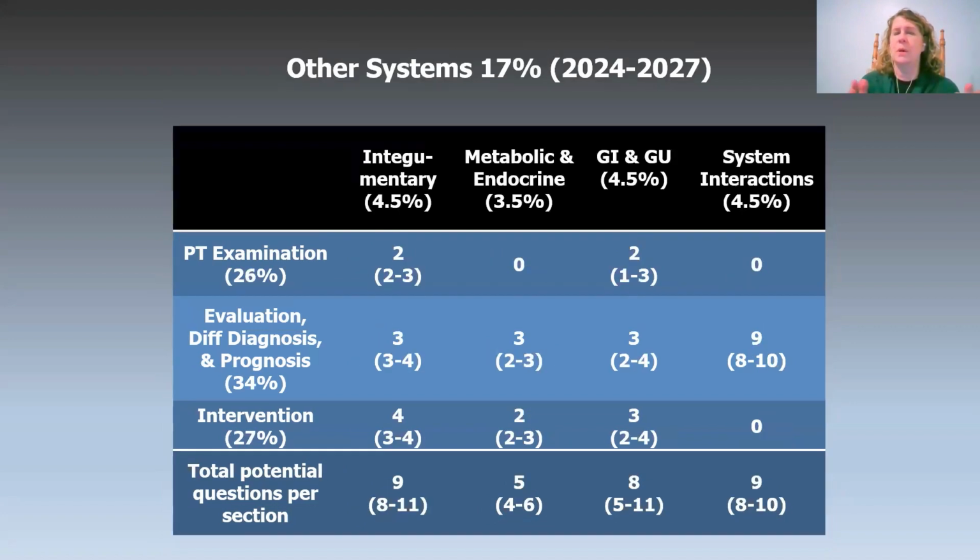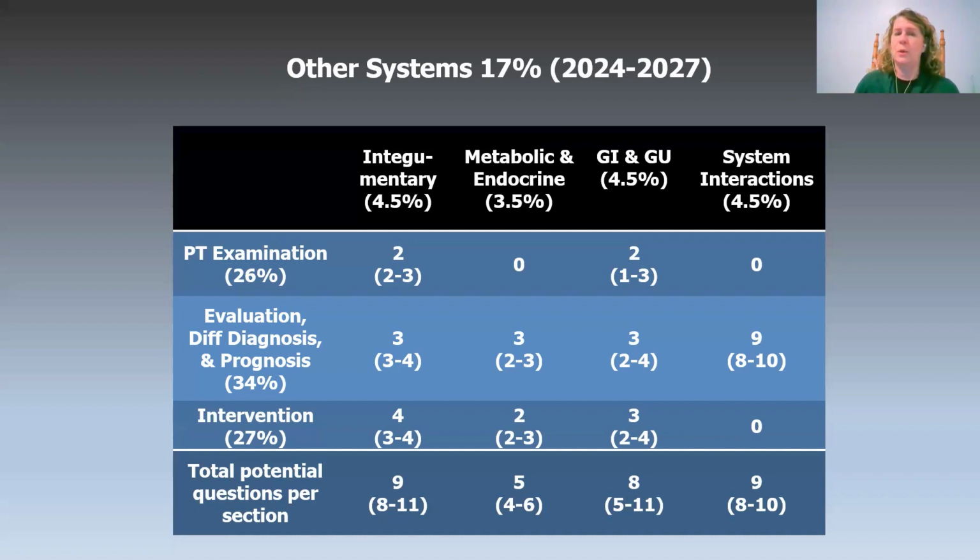Other systems. So I told you in that big pie chart that I would tell you what other systems were because I knew they were coming up here. So this is integumentary, metabolic and endocrine, GI, GU, and systems interactions. Okay. So 9 integumentary. It is bigger than lymphatics. Okay. Metabolic and endocrine. Can you see there are no PT examination questions. They are all evaluation, differential diagnosis, prognosis, or intervention. I can tell you the thing you want to focus on the most is diabetes.